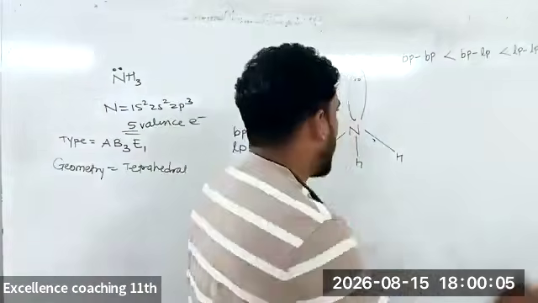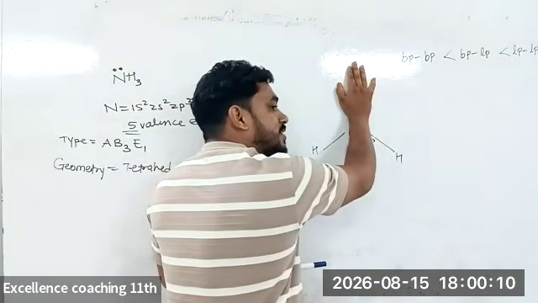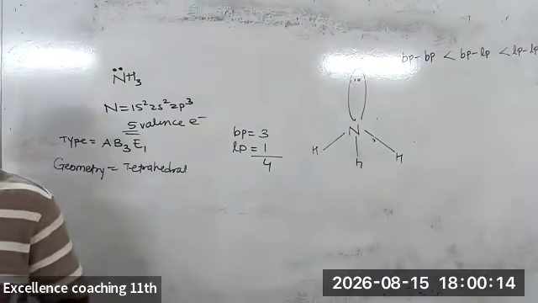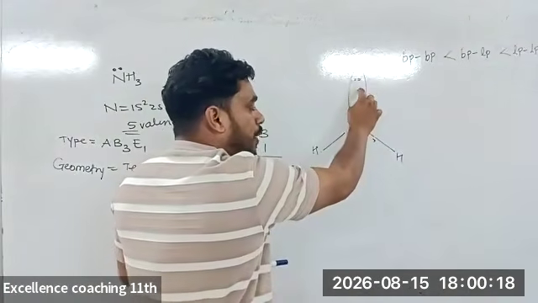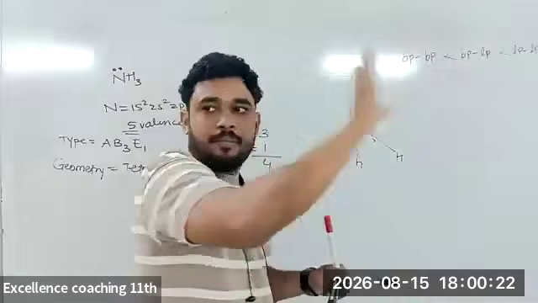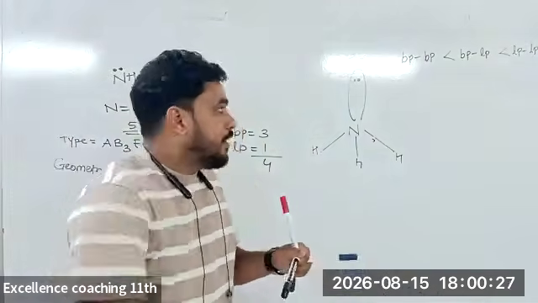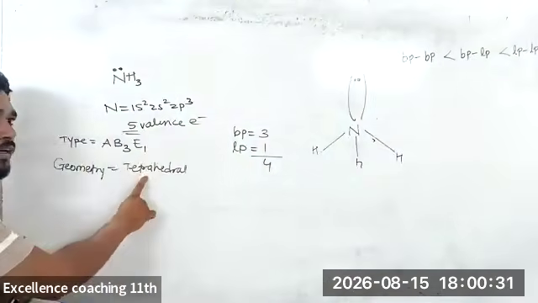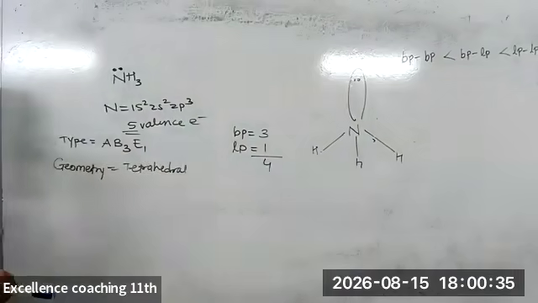Shape. While writing the shape, just hide the lone pair. While writing the shape, just hide the lone pair. Why have we placed the lone pair here? Because the lone pair, bond pair repulsion is minimum. We have only one lone pair. Second thing, the geometry looks like tetrahedral. Yes, the geometry is tetrahedral. How did it come? 3 plus 1 count is 4. Geometry is tetrahedral.